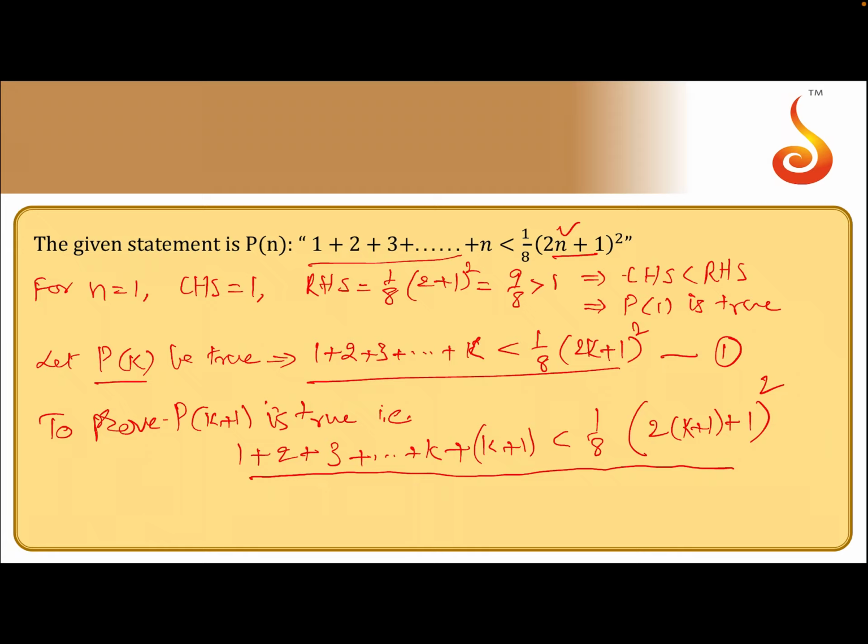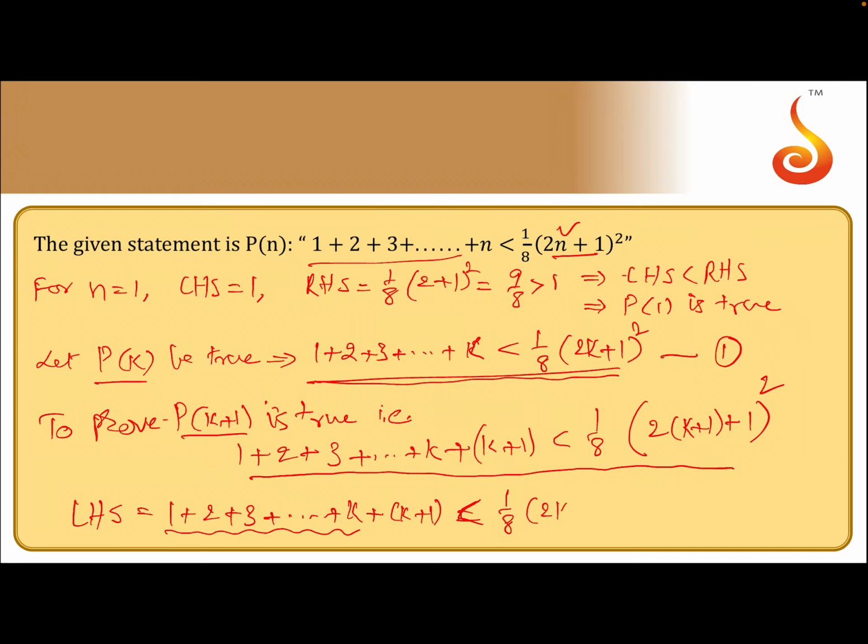So consider the LHS of this statement, the statement for k plus 1. It is 1 plus 2 plus 3 and so on up to k and then k plus 1. The first k terms, according to condition 1, are less than 1 by 8 times (2k plus 1) whole square, and plus k plus 1. So let me take the right hand side term separately.